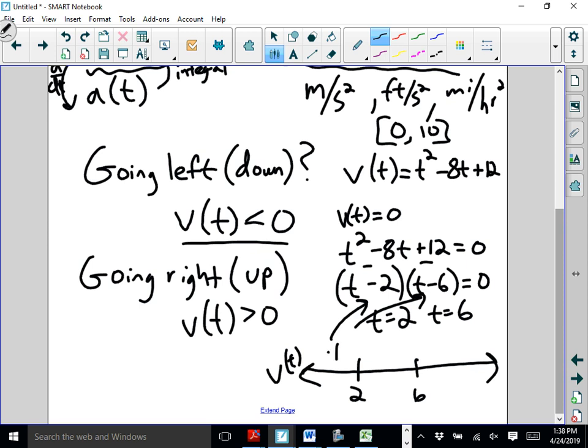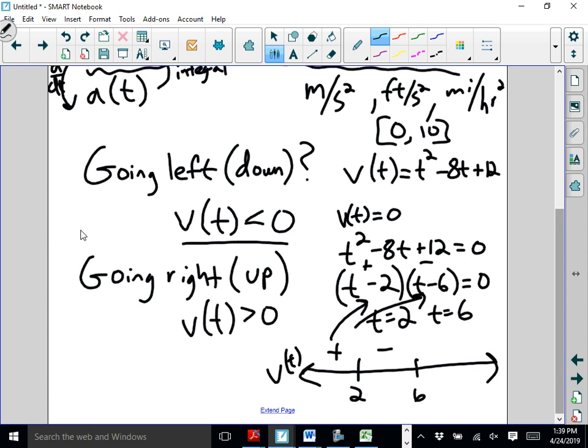I'm going to test a number between 2 and 6. I'll use 4. 4 minus 2 is plus. 4 minus 6 is minus. So the velocity is minus here. And then I'll test 7. 7 minus 2 is positive. 7 minus 6 is positive.